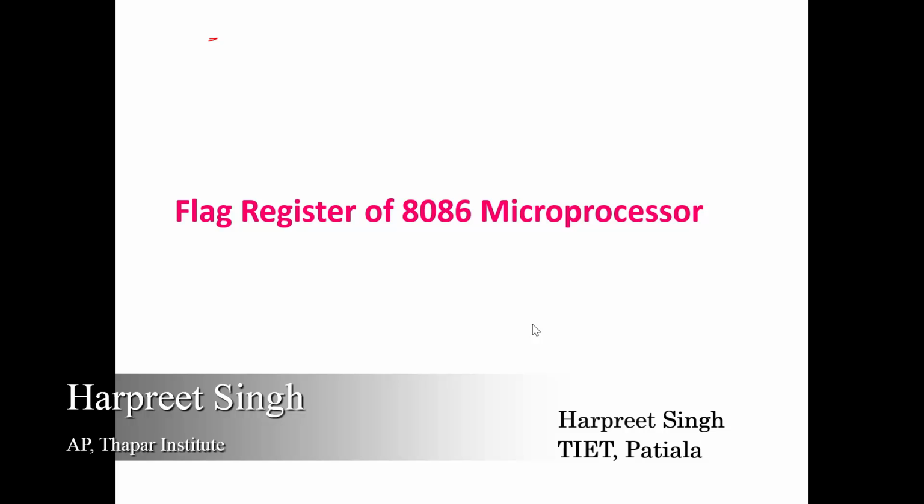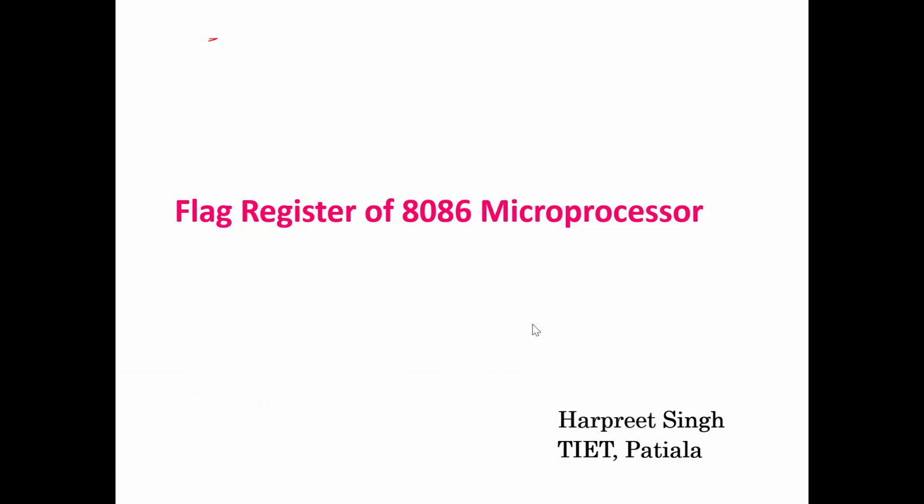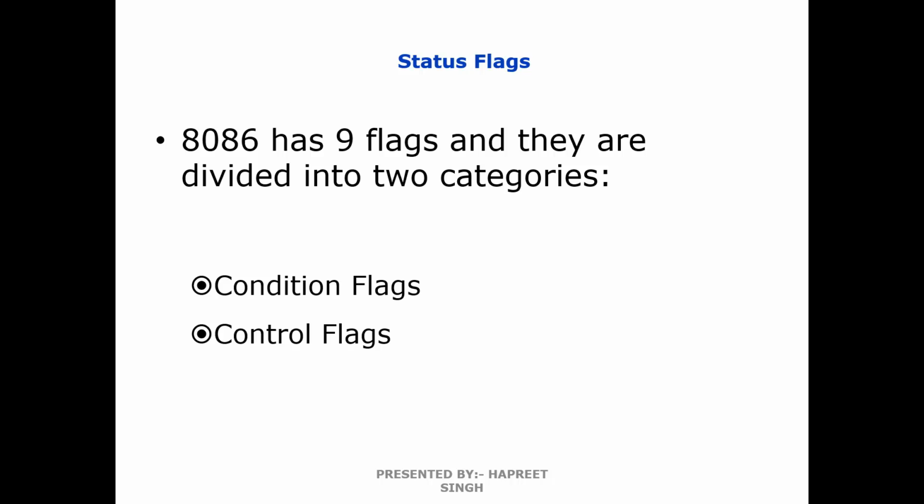Hello everyone. Today we will discuss the flag register of 8086 microprocessor. As we know, the flag register of 8085 microprocessor is of 8 bit and in 8086 it is of 16 bit. Now out of 16 bits there are 9 flags which are basically categorized into two parts. First one is condition flags and second one is control flag.